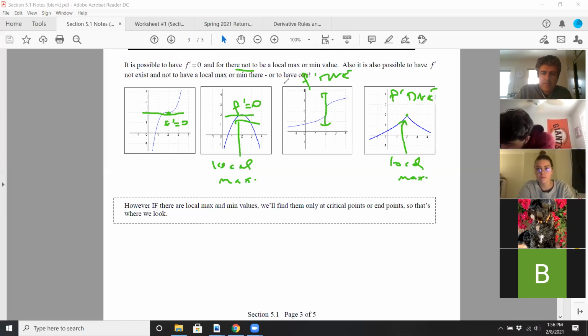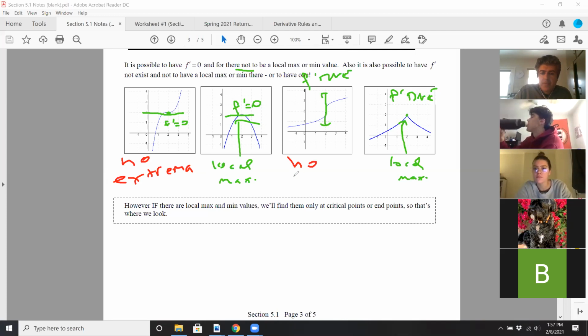Here I have a local max for the fourth graph, right there. However, there are no extrema in the others. Extrema, by the way, is the plural of extreme. We don't say extremes. That's actually poor grammar. Instead of saying minimums or maximums, if you have more than one, you say minima and maxima, just so you know. Sounds kind of cool, actually, when you say that.